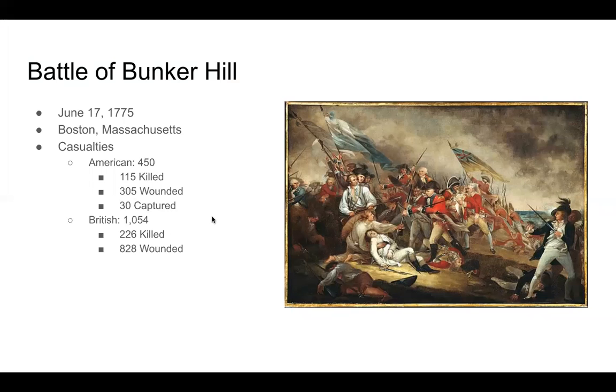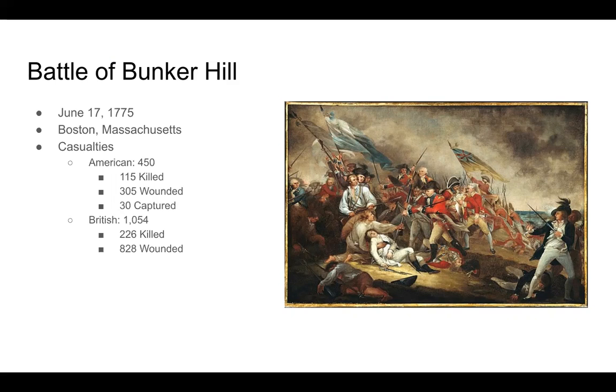One of the major things. Let's see, do we have a map here? No. Why were there so many British casualties? Because the Americans were fortified in the hill, and the British had to walk up to them, and the British were getting hit by all the guns that the Americans were firing behind their fortifications. But they'd be shocked to hear that the British actually are the victors of this battle.